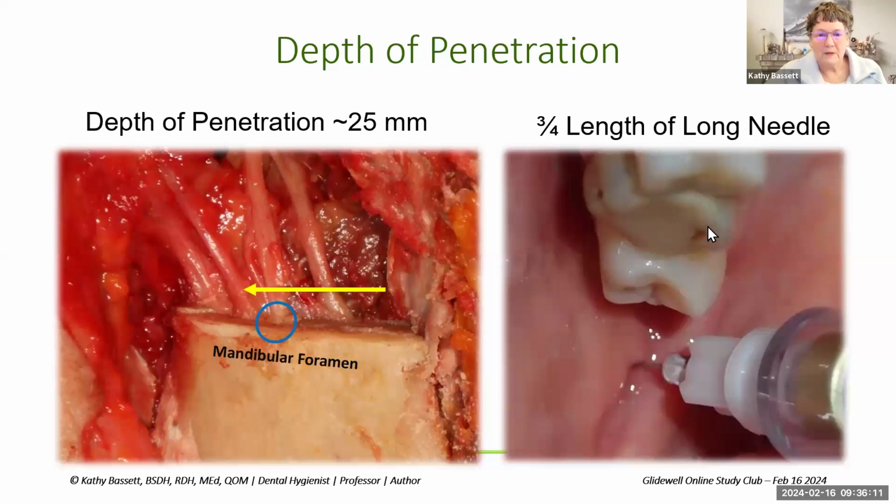So here in this pair of pictures, now I want to talk about the depth of penetration. So if we know that the mandibular foramen is in the middle of that narrow aspect of the ramus, now let's look at where our needle insertions go. So on the left, for a 25 millimeter insertion, so long needle, we're inserting approximately 3/4 the length of that long needle to, again, make contact right here in that yellow circle. And then on the clinical side, we're seeing approximately that much of the needle exposed.